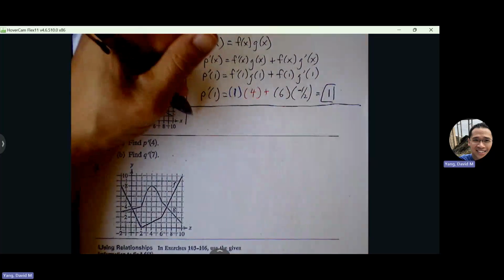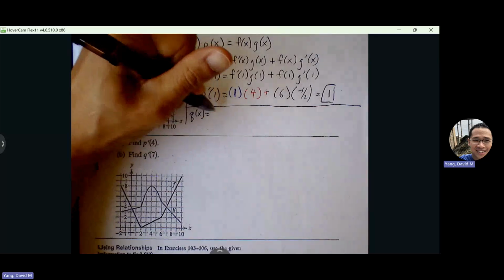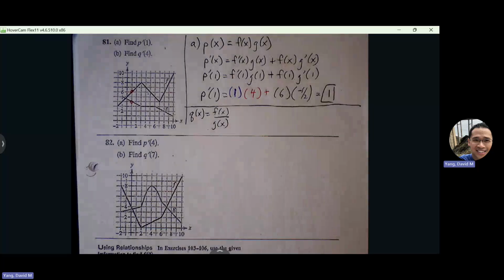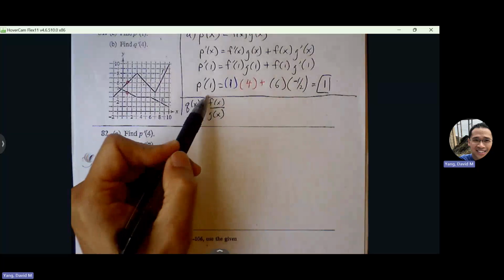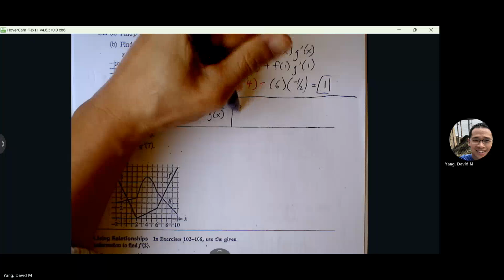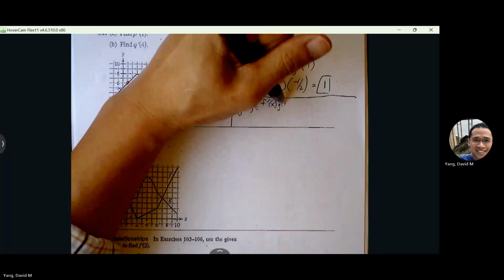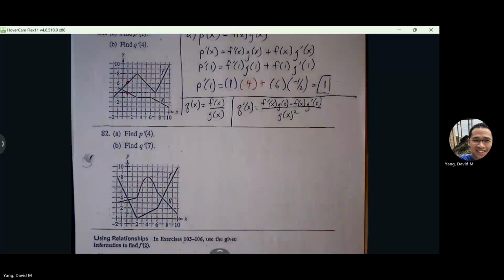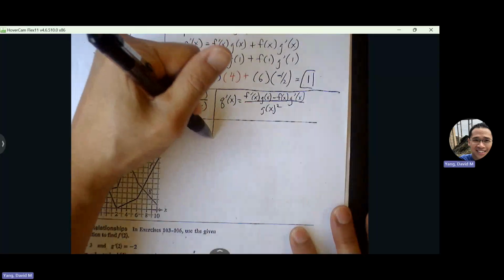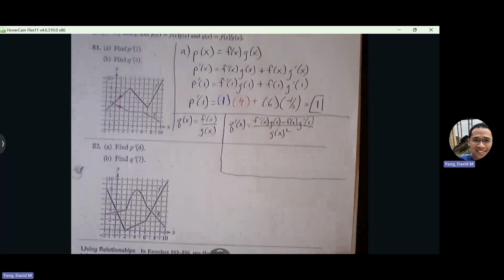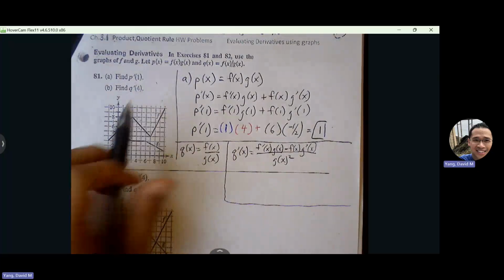All right, next up, Q of X. Q of X is defined as F over G. So if I want to find Q prime, what do we have to involve here? Quotient rule. Okay. Running out of space, I'm going to use a little bit of space from below. Okay, so now we can replace every X with 4. Okay.